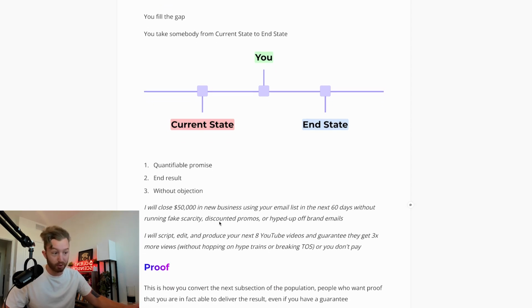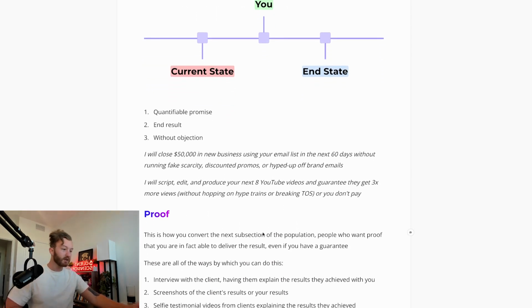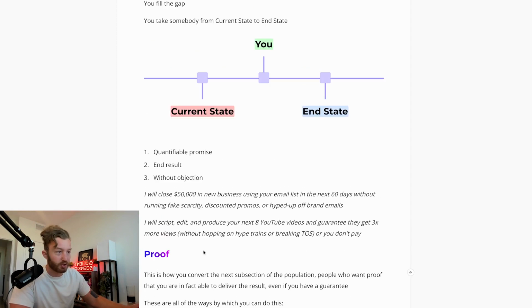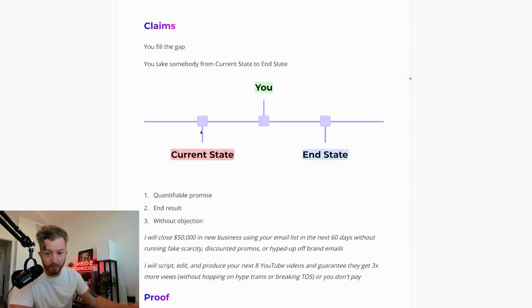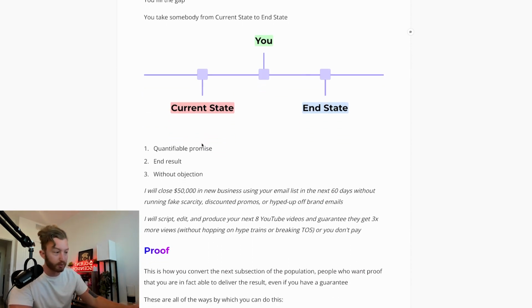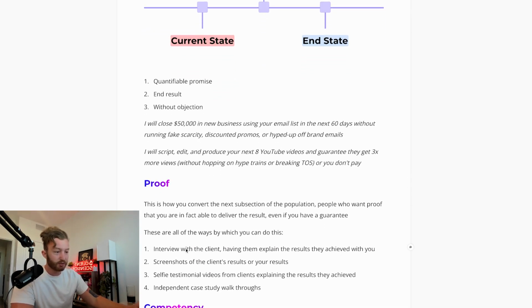Easy. All right, proof. This is how you convert the next subsection of the population, otherwise people who want proof that you are in fact able to deliver the result. So if you just have a claim, some small percent of the population will buy just off the claim without any evidence. The next subsection of the population is more logical and they require proof. So these are all the ways by which you can do this. Interview with the client. If you have a client, having them explain the results they achieved with you.